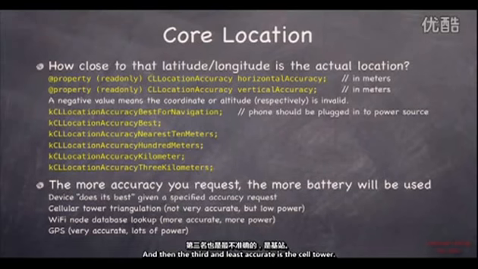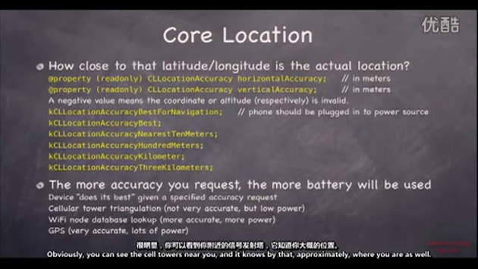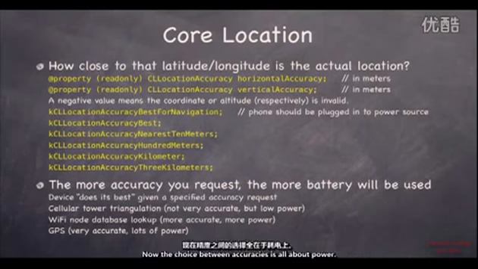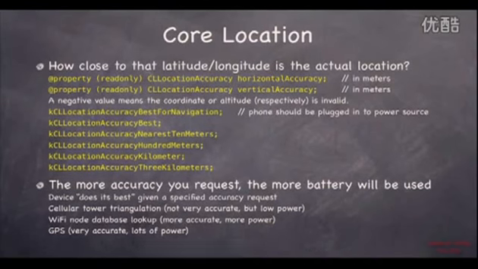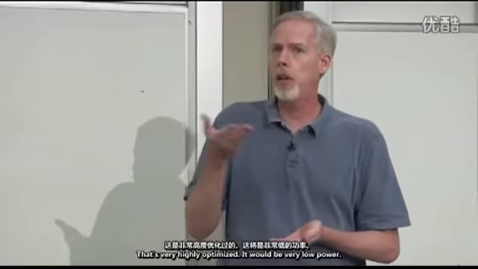And then the third, and least accurate, is the cell tower. Obviously, it can see the cell towers near you and knows by that approximately where you are as well. Now, the choice between accuracies is all about power. Okay, GPS is going to use a lot of power. Cell towers, almost no power, very little power. That's very highly optimized to be very low power.